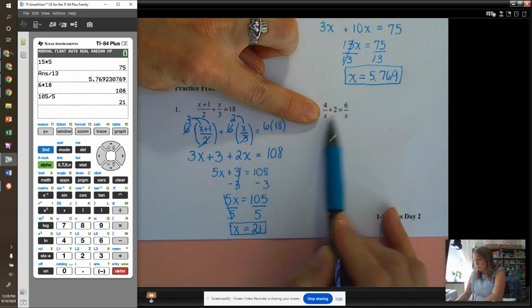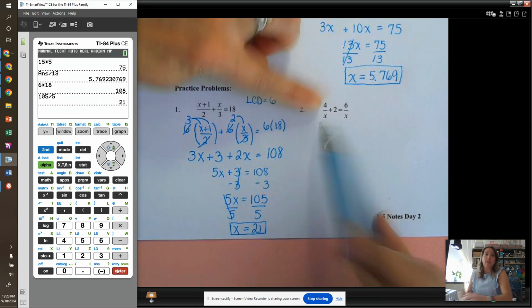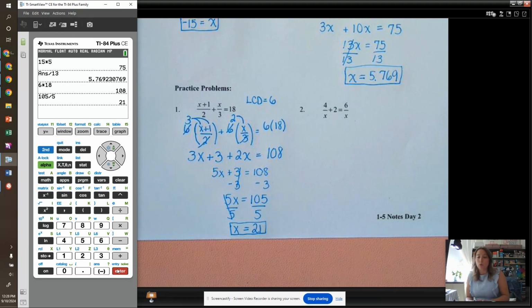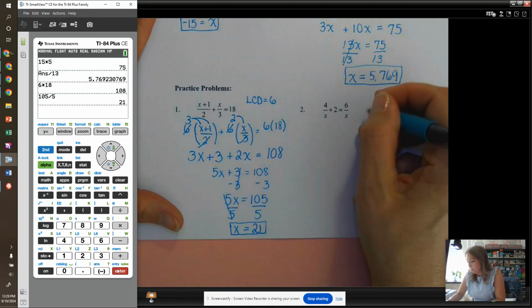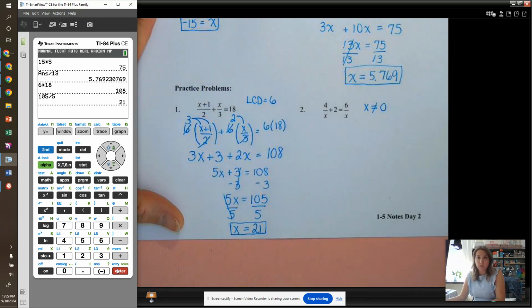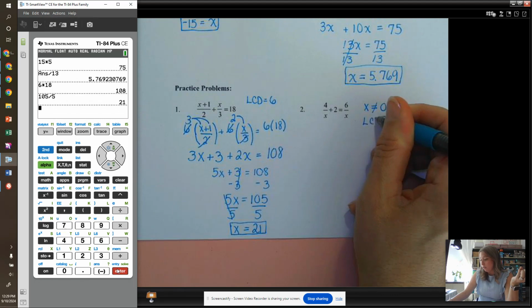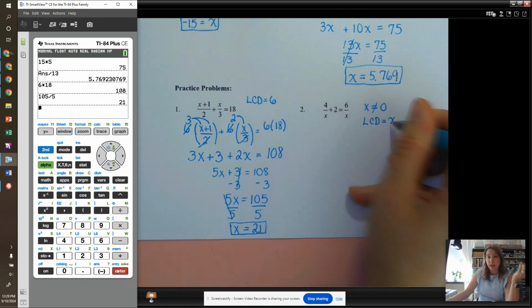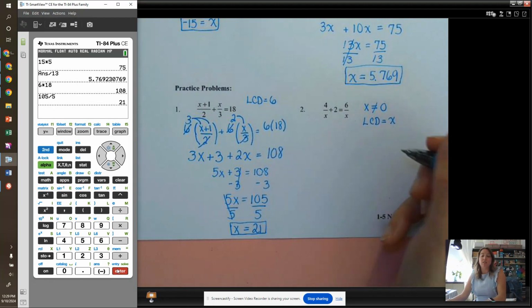You have more than just a fraction on this side of the equal sign. You have a fraction and a whole number being added up. It's not just a fraction set equal to another fraction. So this is again an LCD problem. But this time we have to state that x cannot be equal to 0. Why? Because we have an x in a denominator. And in fact, because all of the present denominators are an x, they are the LCD.